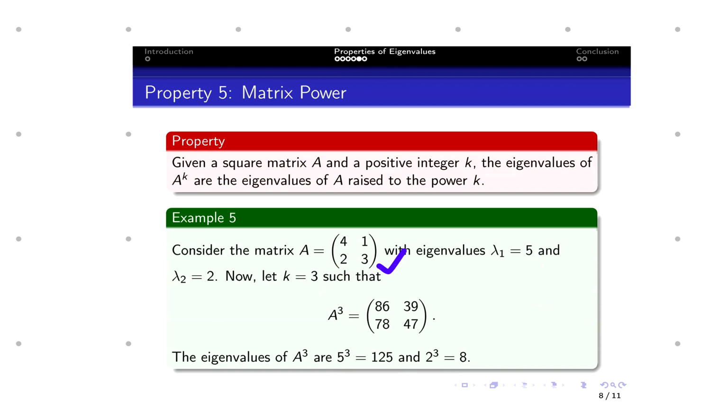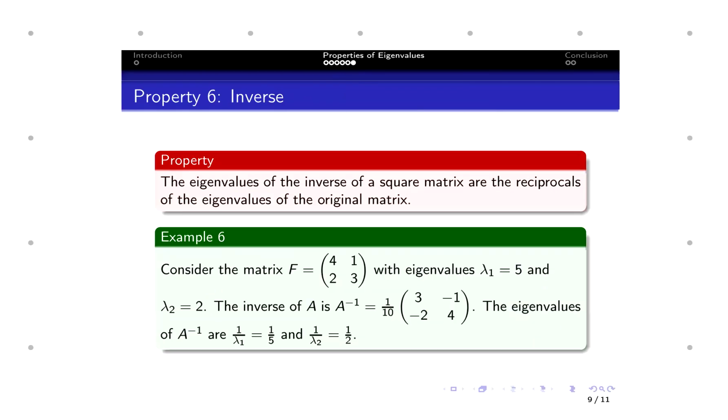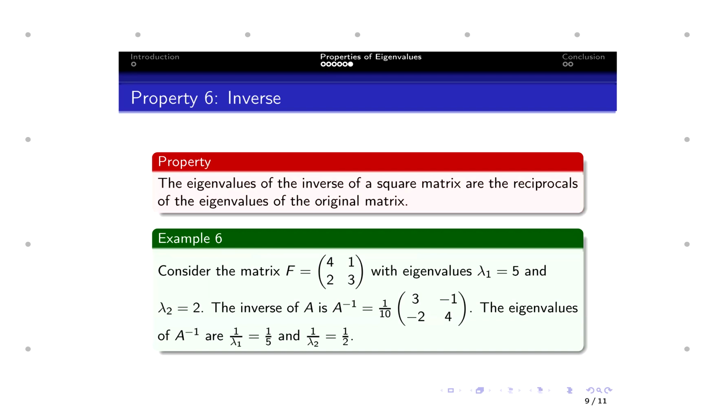Okay, so we have also something about the inverse. The eigenvalues of the inverse of a square matrix are the reciprocals of the eigenvalues of the original matrix. So if you have the matrix A, which is 4, 1, 2, 3 as usual, with eigenvalues lambda 1 equals 5 and lambda 2 equals 2. The inverse of A, which is A inverse, of course, the inverse of this matrix is 1 over 10 times 3, minus 1, minus 2, 4. I have previous videos on how to find inverse, so you can refer to those. So the eigenvalues of A inverse will simply be the reciprocals of the original lambda 1 and lambda 2.